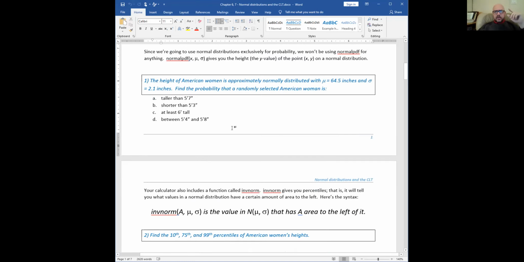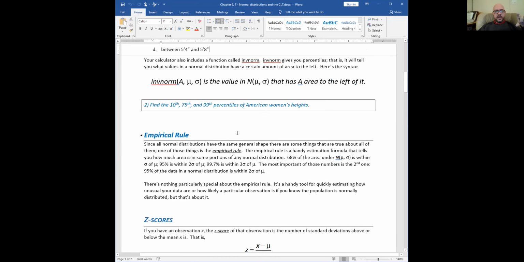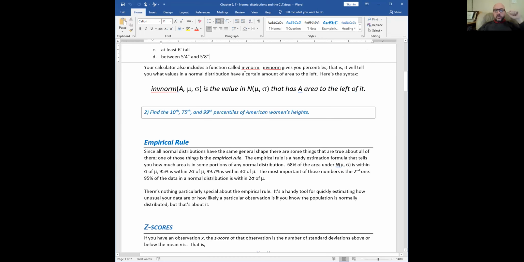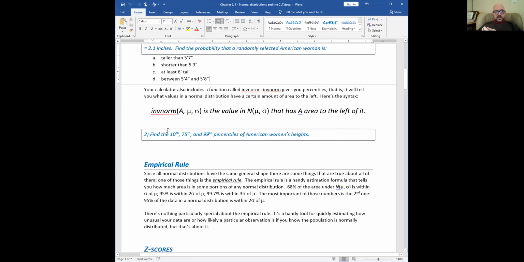Now, because we end up using normal distributions so often, your calculator has another function called inverse norm, or I guess they just call it INV norm, which is a little annoying, but INV stands for inverse. So inverse norm gives you the percentile in a distribution. You tell it what percentile you want, and it tells you what the data value would be for that percentile. So what I mean by that is, well, this. I want to find the 10th, 75th, and 99th percentiles of American women's heights.